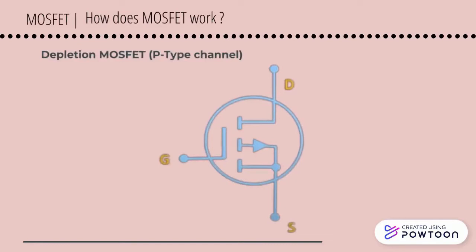For depletion MOSFET, this is the symbol for the P-type depletion MOSFET. The drain, gate and source terminals are separated from each other as it is a depletion MOSFET, and the direction is outward as it is the P-type channel.